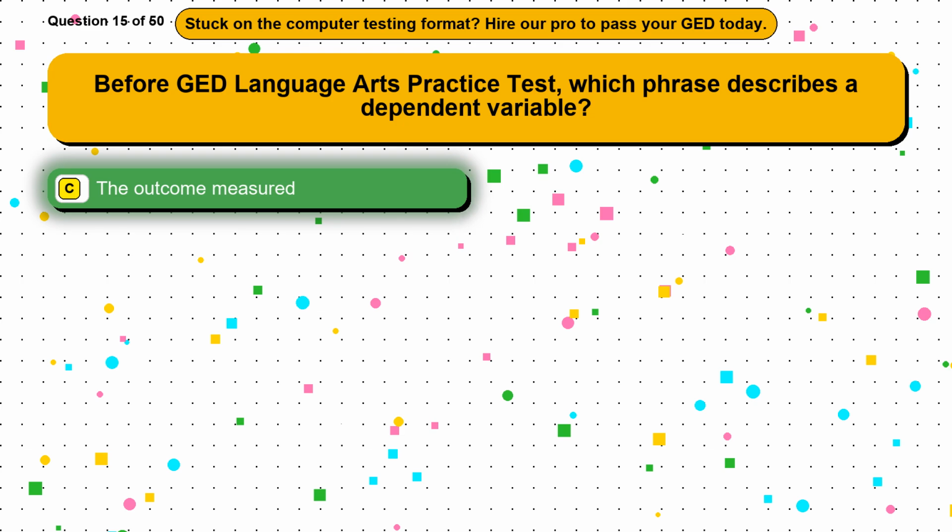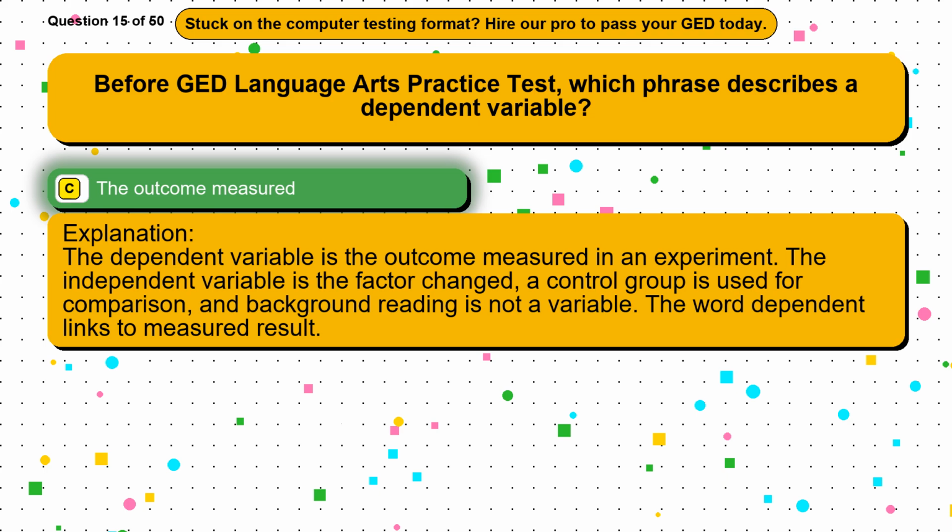The outcome measured. The dependent variable is the outcome measured in an experiment. The independent variable is the factor changed, a control group is used for comparison, and background reading is not a variable. The word dependent links to measured result.